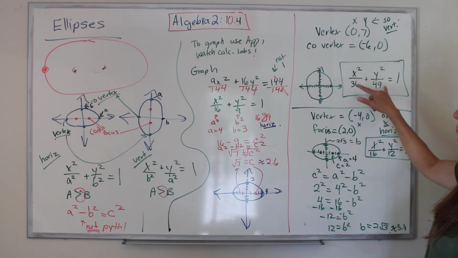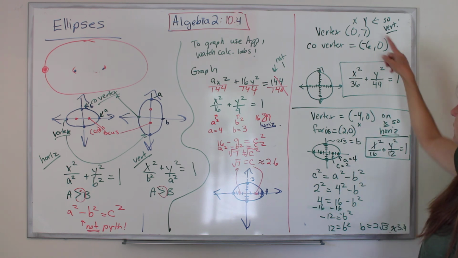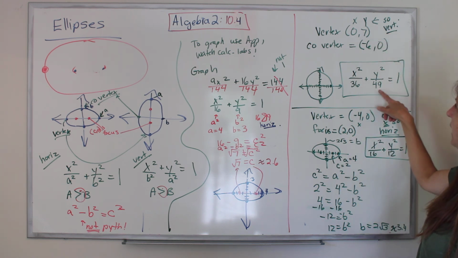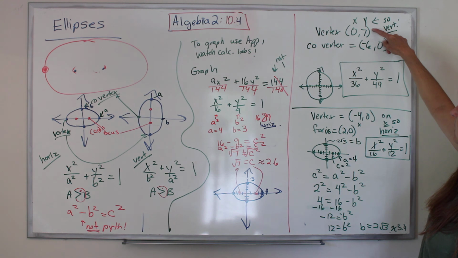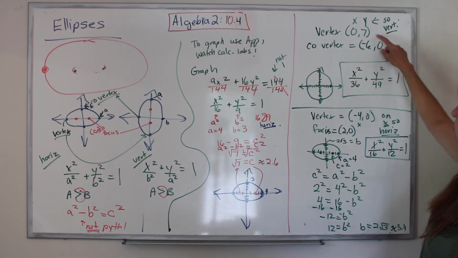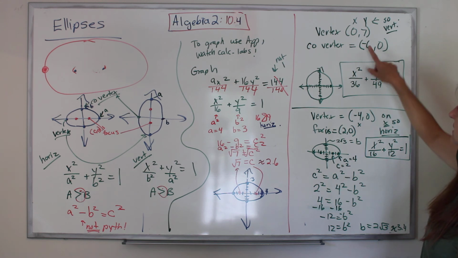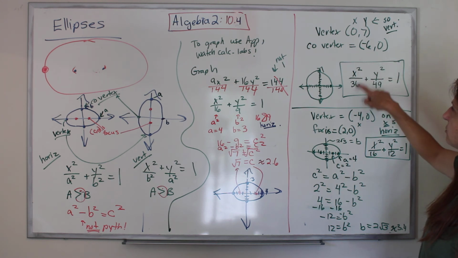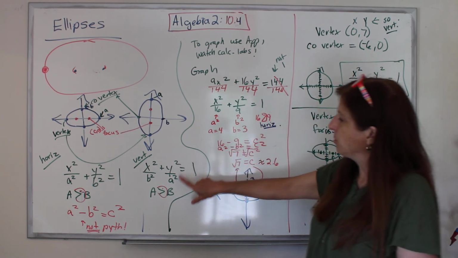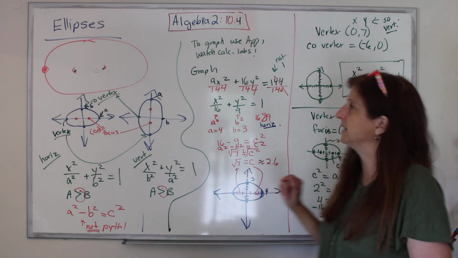There it is. And we can put it in the formula because we know that the 7 squared will be the big one, and it goes with y, it's 49, and 6 squared is 36, it's the small one, and it goes with x because of the vertical orientation.